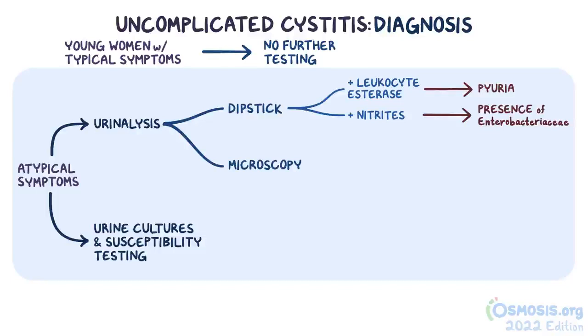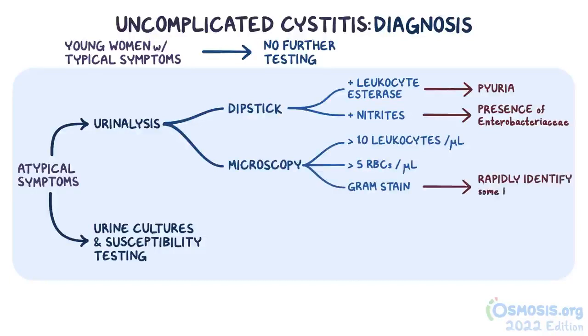On microscopy, there are usually over 10 leukocytes per microliter, and over 5 red blood cells per microliter. A gram stain is also done in order to rapidly identify some bacteria, like E. coli. Now, ideally, the urine sample shows the bladder bacterial count with very little contamination from the distal urethra and genital mucosa. This is obtained by a clean catch, midstream sample of the first urine of the day.